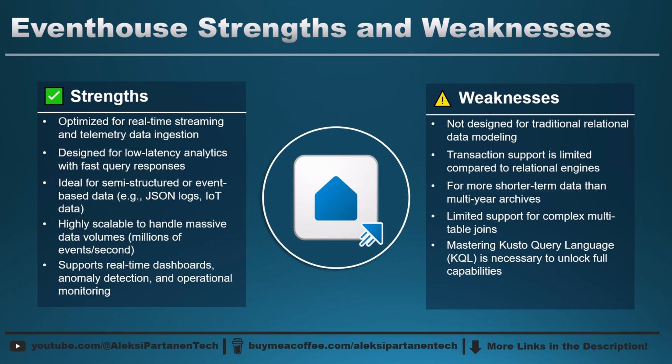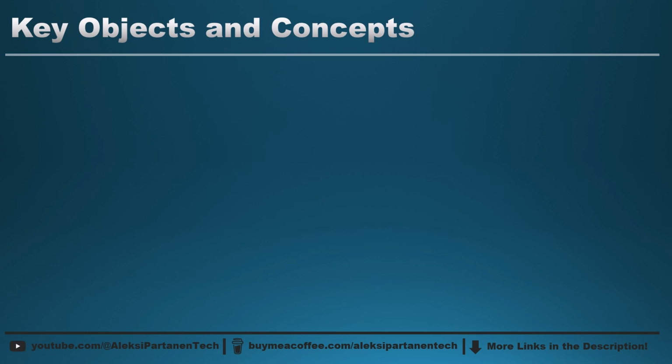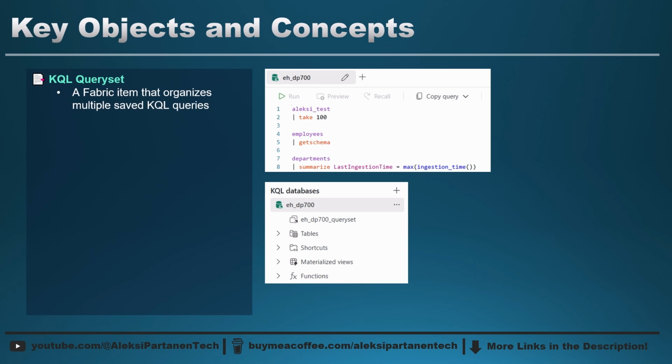Let's now go through the key objects and concepts you will need to know inside event houses and KQL databases. First, we have query sets. A query set in Fabric is an item that organizes multiple saved KQL queries. It is quite similar to a notebook as an object. And when you create an event house, it automatically creates a KQL database and one query set for that database that you can then use to query data.